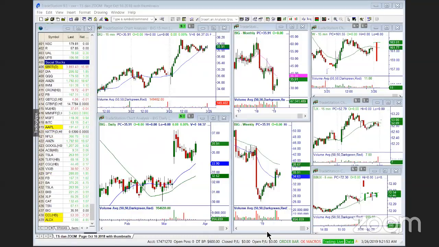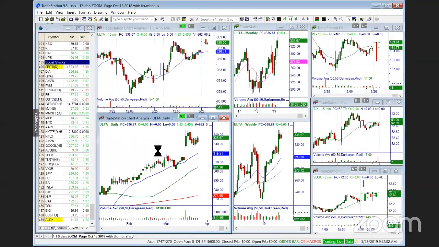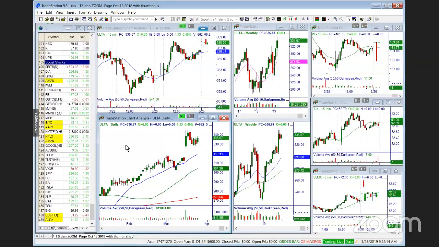And also Ulta. Yep, there you go. I was just checking the open sheets. Ulta, we triggered into the last half hour. So that looks great, and this looks like a directional. Let's keep our eye on that.